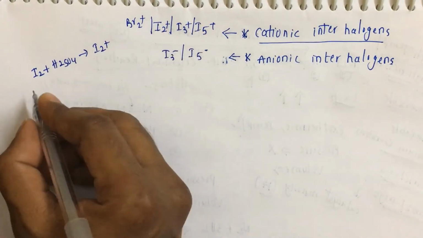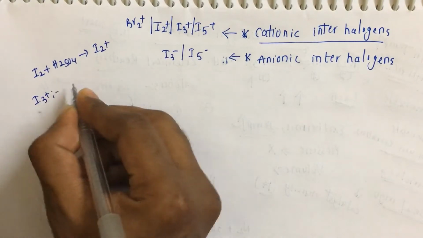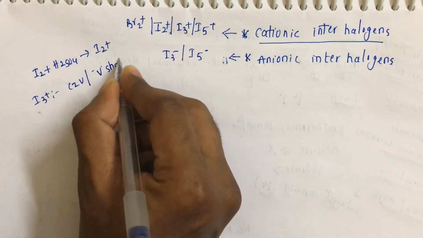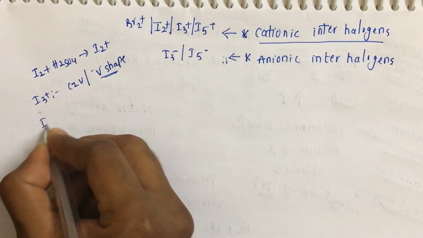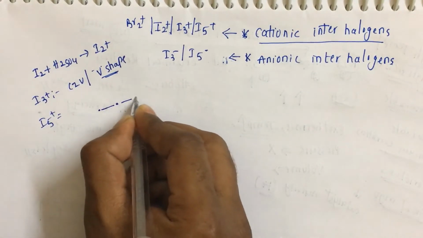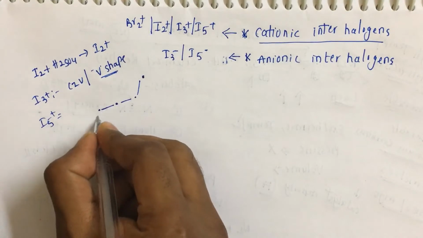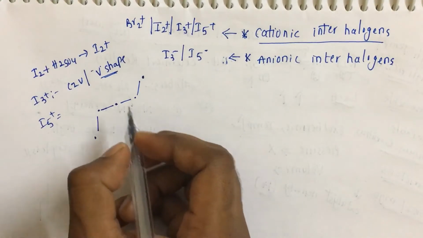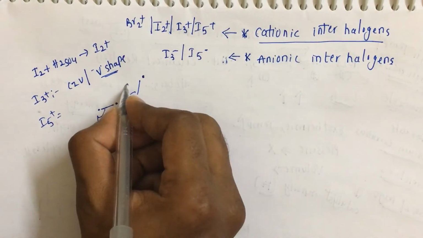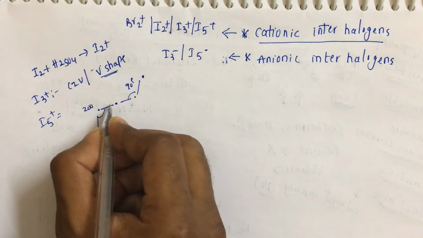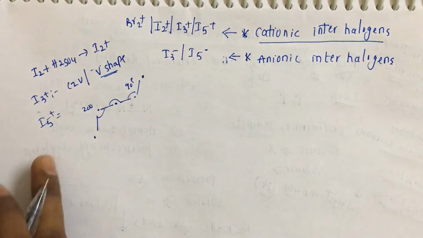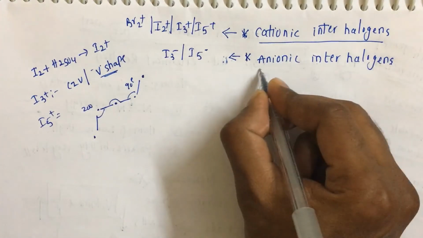And here the structures are very important. The I3+ structure I have explained already. This is a C2 point group that looks like a V shape. Then I5+ I also explained, it looks like this. Three iodines are arranged linearly. One iodine is on the top, another iodine is at the bottom, and these bond lengths will be different. They will not have the same bond lengths. So this is some 90 and this is some 200, like that, and this is also different. So this is about the cationic interhalogens. And next important is anionic interhalogens.